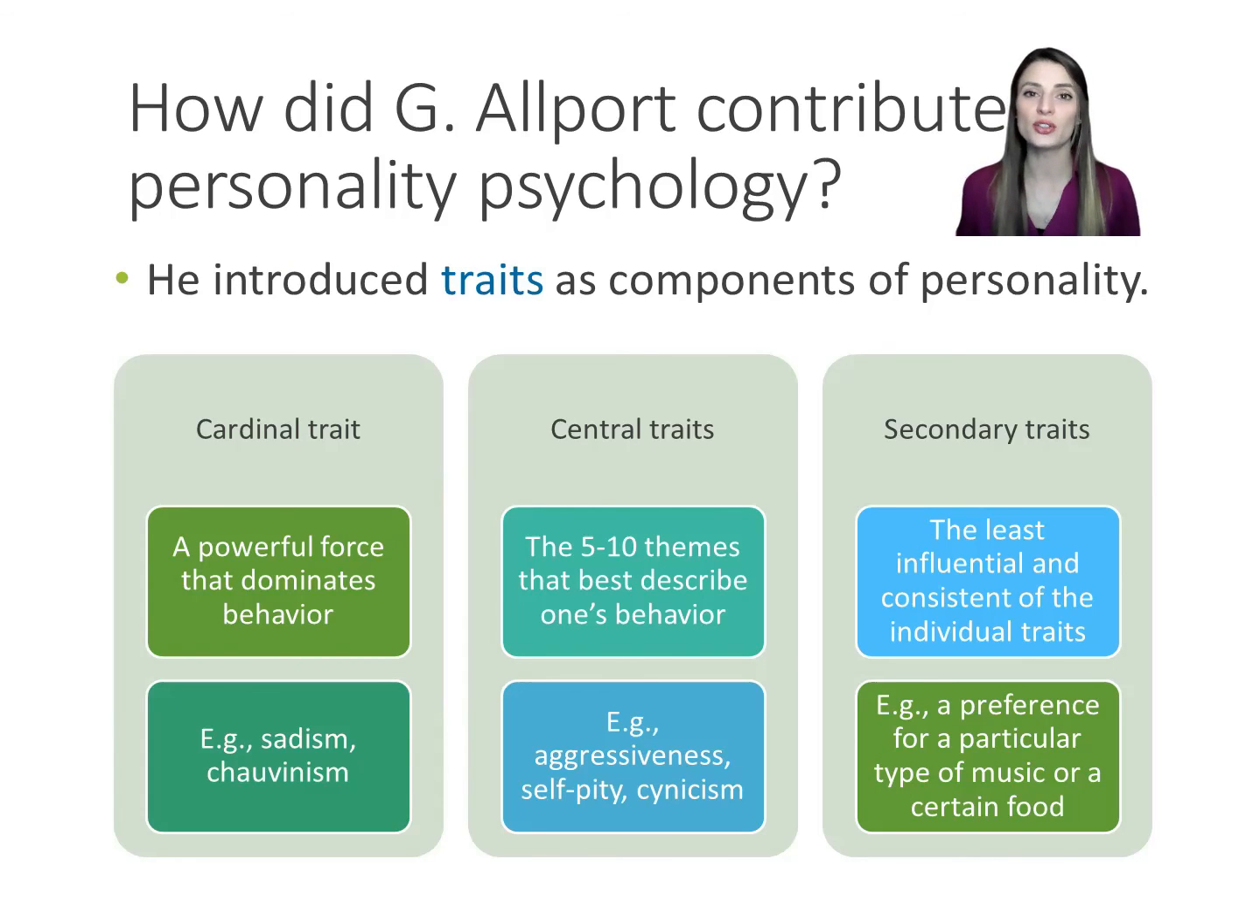Then we have what are called central traits. 5 to 10, he really didn't have numbers. He said they were there, but didn't label how many you have. The 5 to 10 themes that also describe your behavior, but not as well as that one word that describes your behavior across all situations. So with central traits, we might use one central trait at home, another at school, another at work. But that central trait is still consistent. We still behave that way consistently across time.